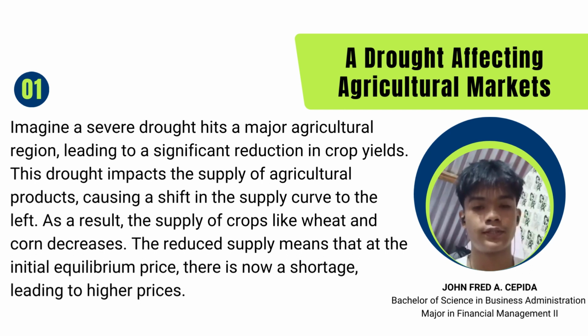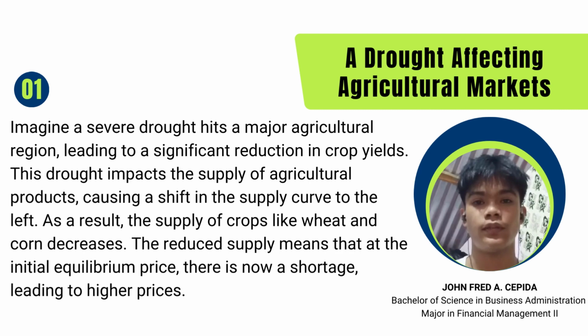I will provide another example for us to understand more. Another example is a drought affecting agriculture markets. In this example, the shift in supply is that the drought affects the production of crops, reducing the available quantity for sale. The impact on equilibrium: with the reduced supply, the new equilibrium price increases and the new equilibrium quantity decreases. Consumers face higher prices for agricultural products due to the supply shock.